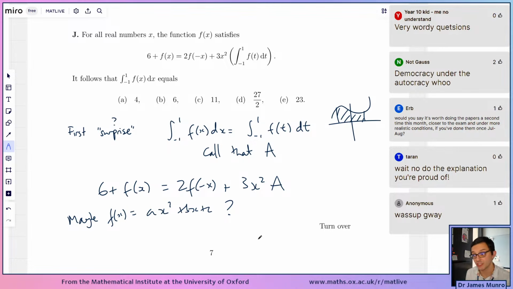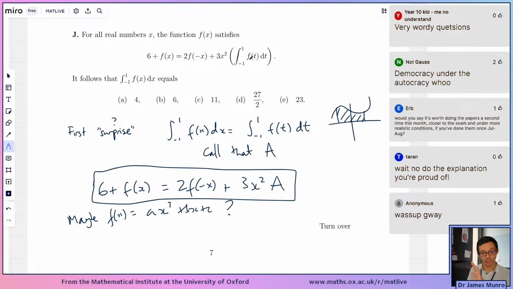There are several things to check if you want to make that work. One is that the coefficients work when you plug it in here. And two, you want to check that the integral actually works out to be the number A, which is sort of simultaneous equations in a way. Slightly different approach is to take this equation, which is the one in the question, but I've written A instead of writing out that thing, and integrate it.